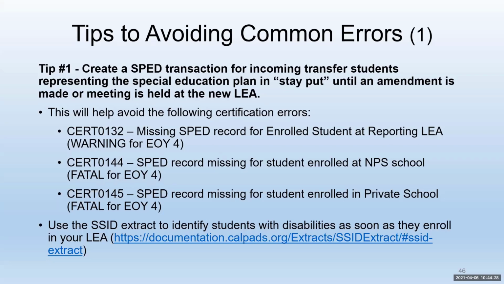So make sure that you are adopting transactions from another LEA when that student is on an active IEP, because that represents an acknowledgement that you know that that student is on an IEP that's in stay put mode until you either hold an amendment or hold another meeting. It will also help you avoid CERT144, which is a SPED record missing for student enrolled at an NPS school. So anytime they transfer to an NPS, make sure that you adopt the record, particularly if it's a new LEA, you need to adopt the student's plan from the prior LEA.